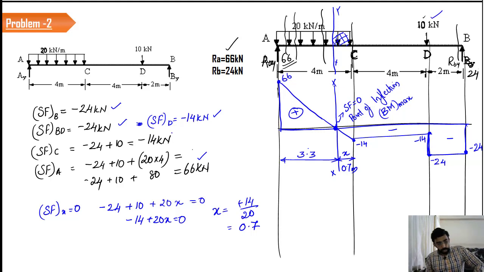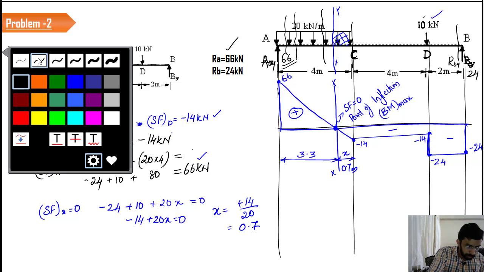Now we are supposed to calculate the bending moment. Let us do that.